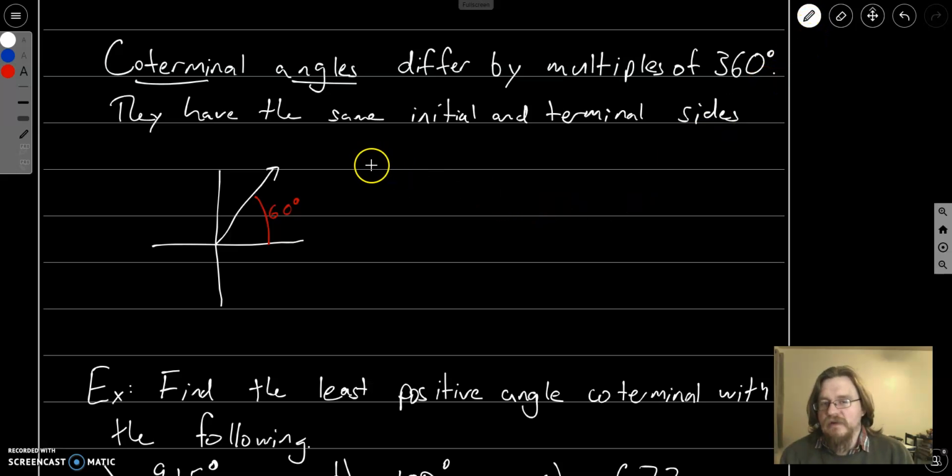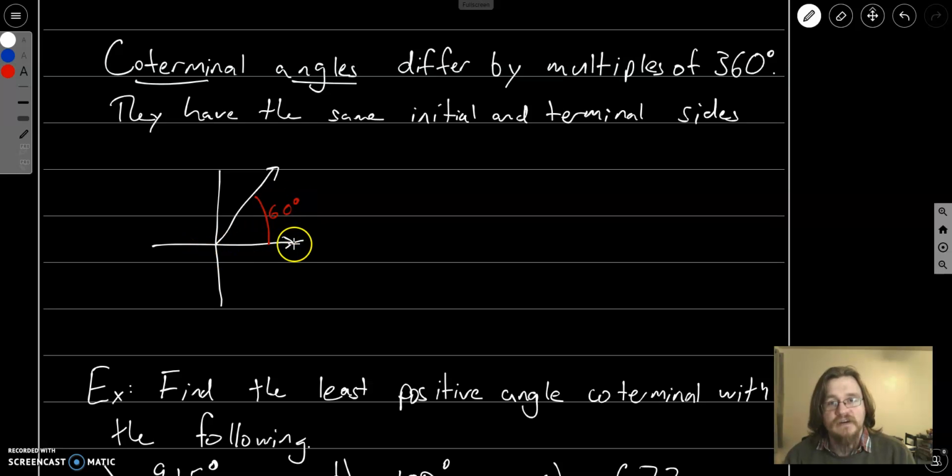And we've been talking about angles. So I think one of the last things that we'll talk about are coterminal angles. And these are angles that differ by multiples of 360 degrees. So I think the best way to see this is we could be talking about an angle that's 60 degrees.